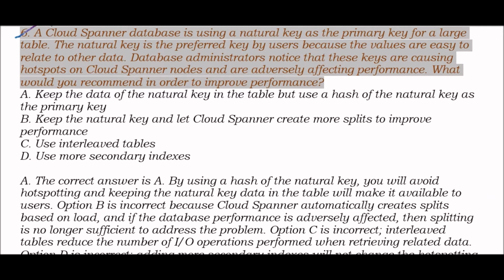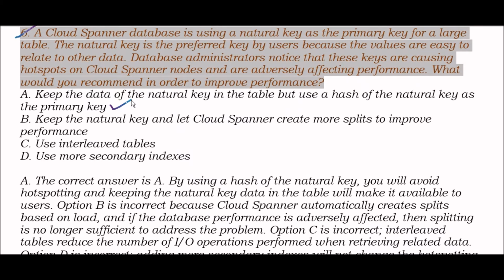Option A, keep the data of the natural key in the table but use a hash of the natural key as the primary key. So my dear, option A is correct because while using a hash of the natural key, you will avoid hotspotting and keeping the natural key data in the table will make it available to users. Okay, so option A is best answer for this question.